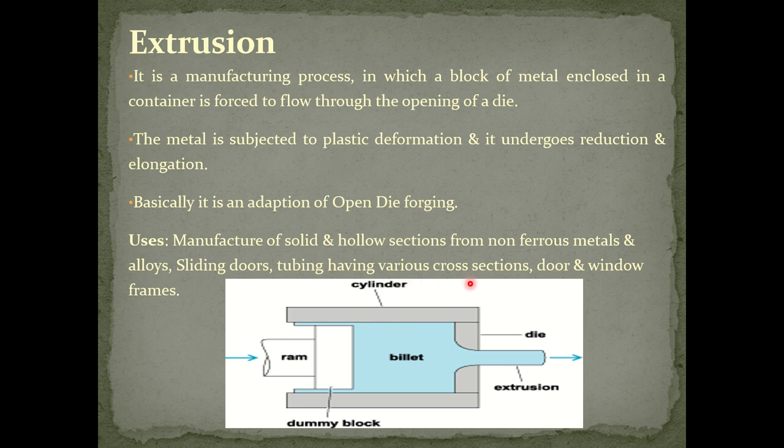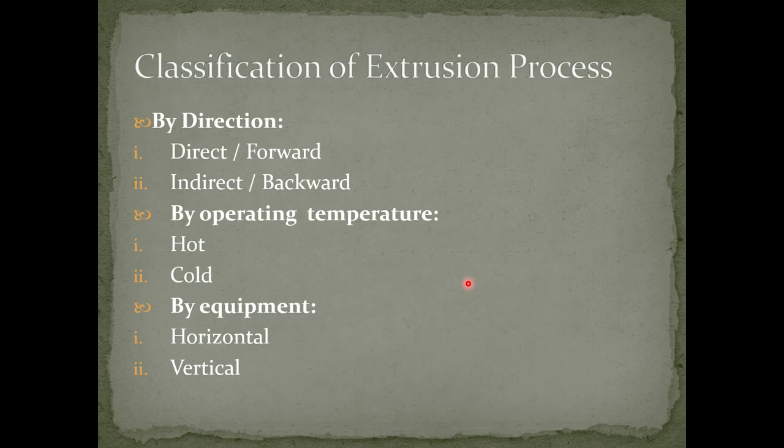So these are the applications and uses of the extrusion process. Now we are going to see what are the types of extrusion process. So this is the classification of extrusion process. First, classification by direction: forward or direct extrusion, indirect or backward extrusion. By operating temperature: hot extrusion and cold extrusion. By equipment: horizontal extrusion and vertical extrusion.